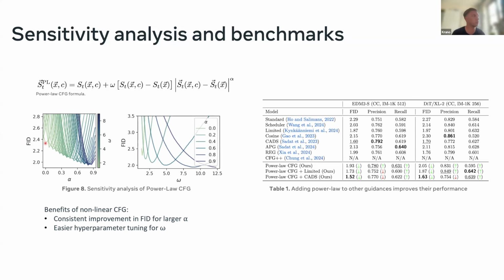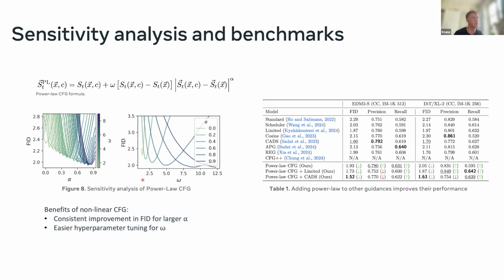So FID, the lower the better. For alpha equal to 0, we have a parabola here, which is going to be the standard classifier-free guidance. And we can see that as we keep increasing alpha, which means that our sampling dynamics are more and more nonlinear, this parabola is going to get lower and lower, which means that the nonlinear version of classifier-free guidance is consistently going to be better.